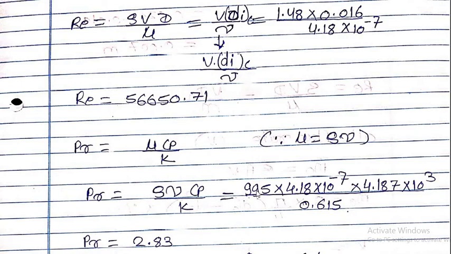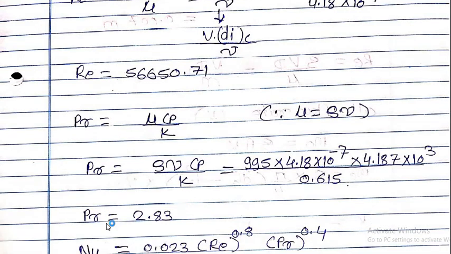The density of water is provided in the property table as 995, multiplied by the kinematic viscosity of water, 4.1818 into 10 raised to minus 7, multiplied by the Cp value, 4.187 kilojoule per kg Kelvin. Here we have to take it in joule per kg Kelvin, so we multiply by 10 raised to 3. Then the thermal conductivity of water is provided in the property table as 0.617. After putting in all these values we get the Prandtl number, which is equal to 2.83.